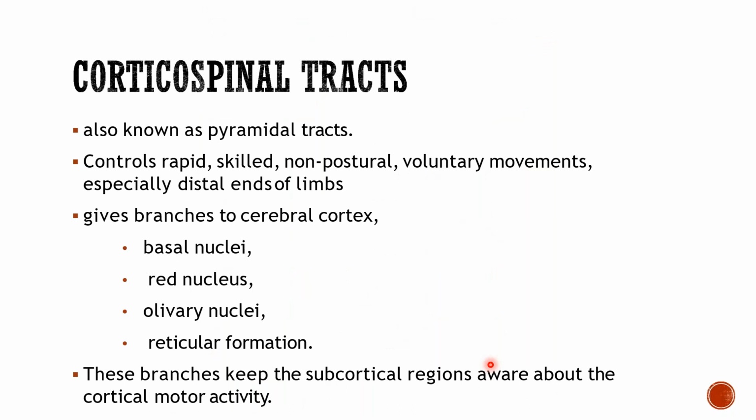Now, this was the information regarding the corticospinal tracts. They are also known as the pyramidal tracts. They are going to control rapid, skilled, non-postural, voluntary movements, especially at the distal end of the limbs, basically the skilled movements you are doing with your hands. So they are going to be regulated. That's why there is an enlargement, a large number of fibers present inside your cervical region. In the case of the cervical enlargement, a number of skilled movements are required at your hand level.